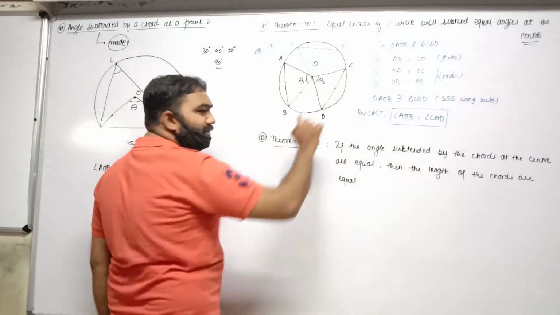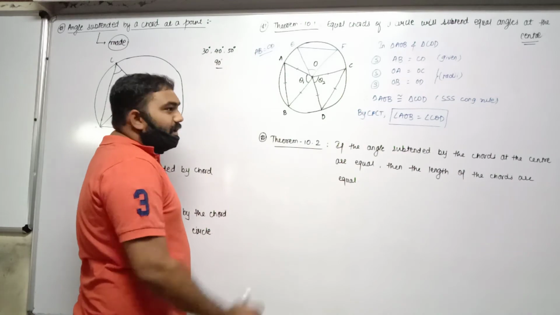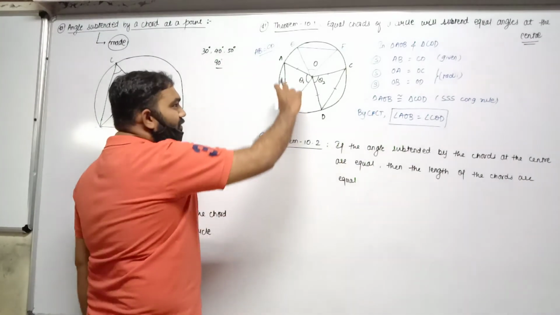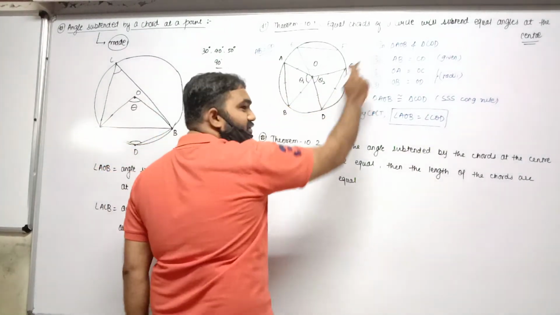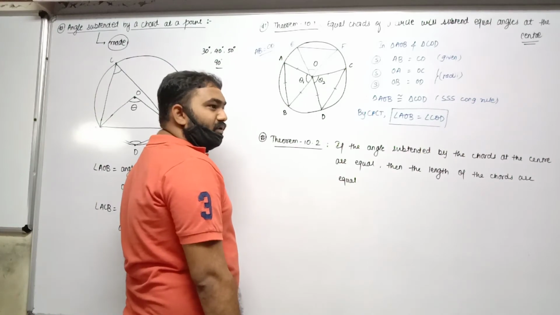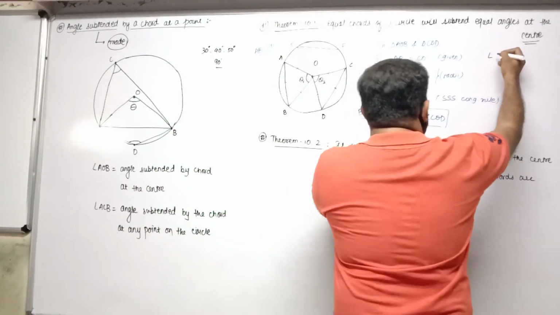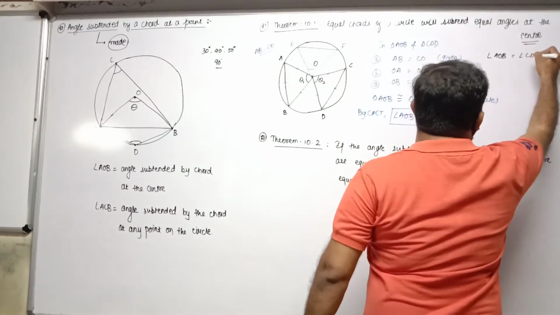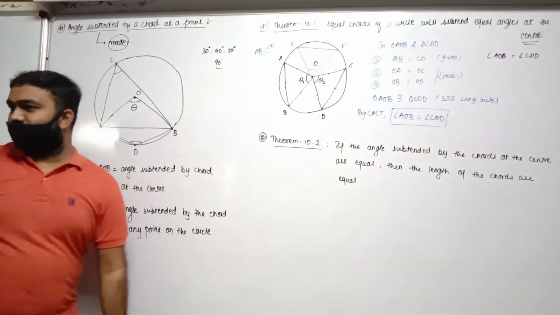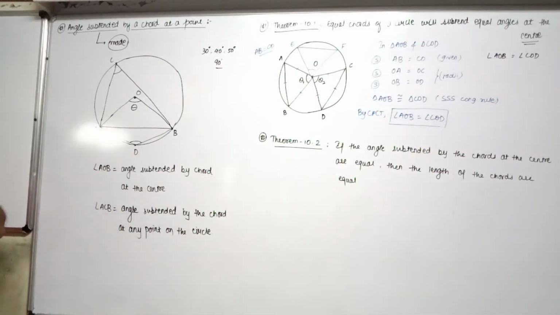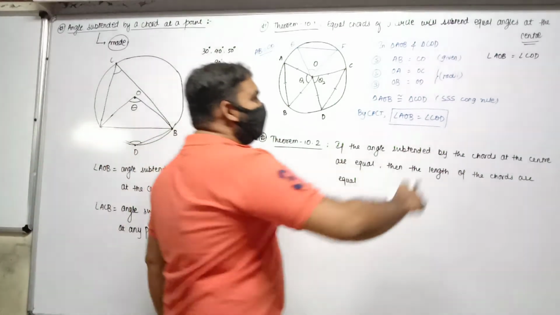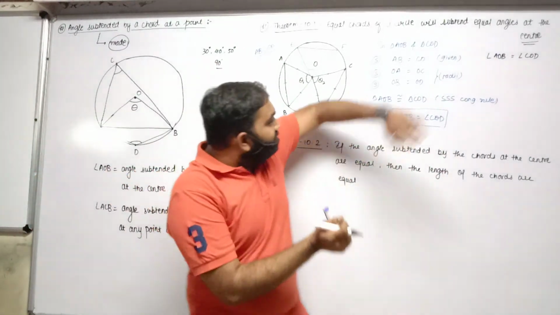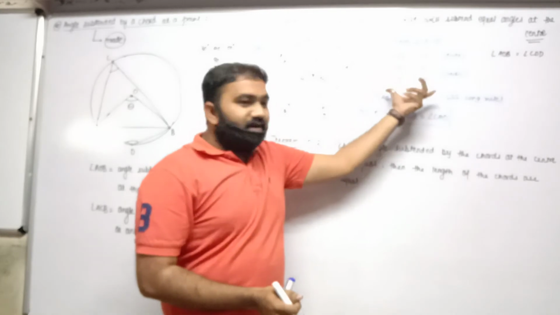We can again prove it like this. If I take the same figure here, how? Now we are not going to take AB and CD as equal, the first one. In place of that, we are going to take angle AOB equals angle COD. Now just erase the first line. These two will remain the same.